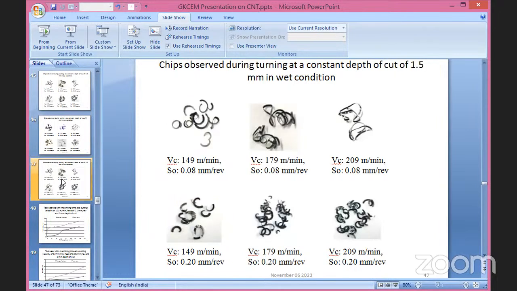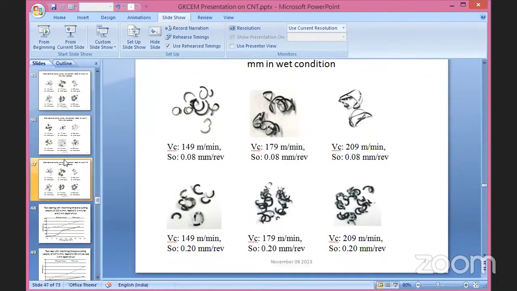And in this case it is wet condition with 1.5 millimeter depth. Again, we find that at the 179 and 209 meters per minute cutting velocity conditions, we are getting close to continuous flat chips. It is not exactly flat, but somewhat irregular and continuous; in some portions you can consider it flat, but in other cases it is a bit irregular. But whenever the chips are getting broken through excessive deformation, that usually takes more force.